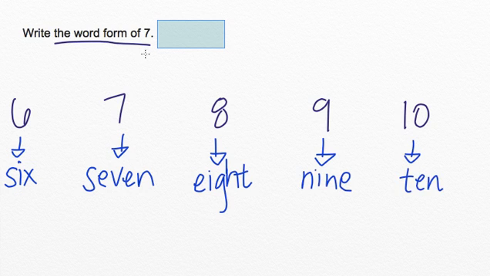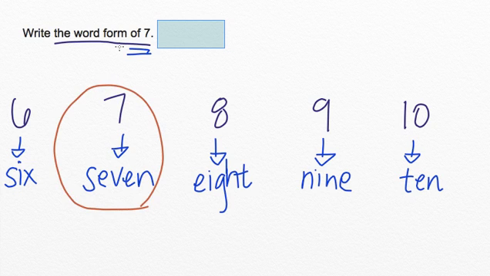Okay, so we're looking for the number 7 in word form. And we found it because we practiced writing them out. And it's right here. So we're going to go ahead and write in 7. And that's going to be our answer.